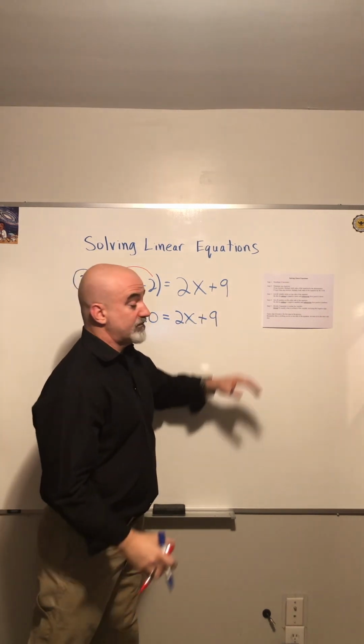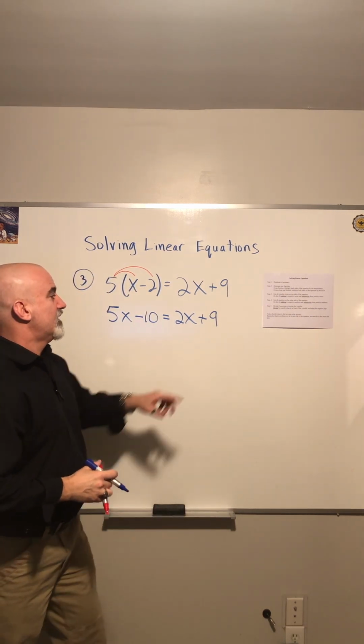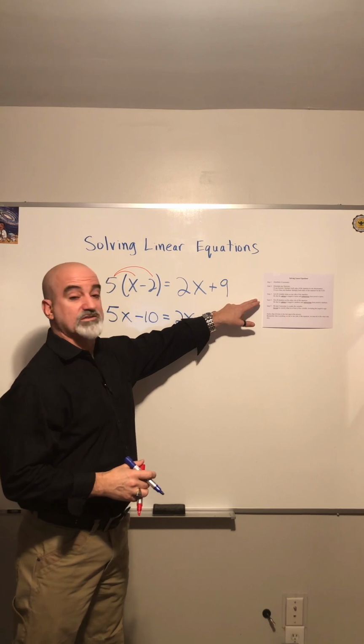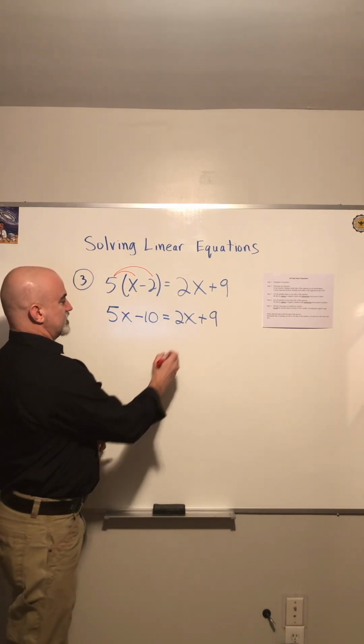Step 2, eliminate any fractions. No fractions here, so go on to step 3. Step 3 says get all variable terms on one side of the equation. Well, this time we've got 2 variable terms, right?